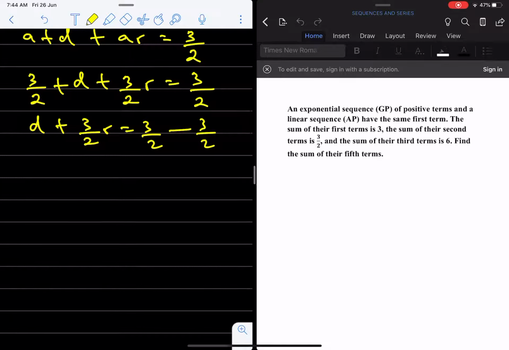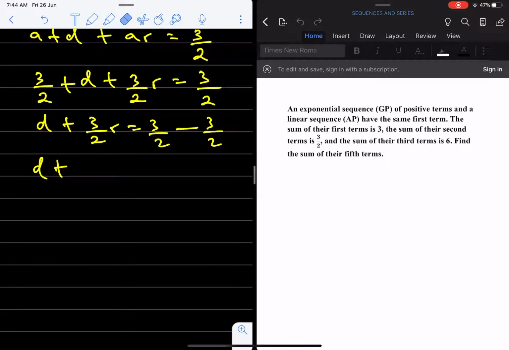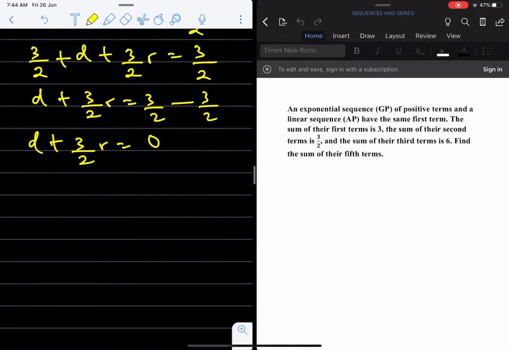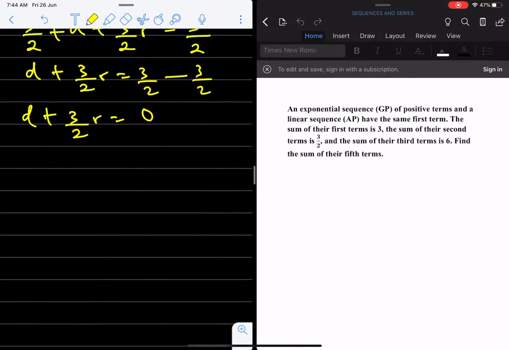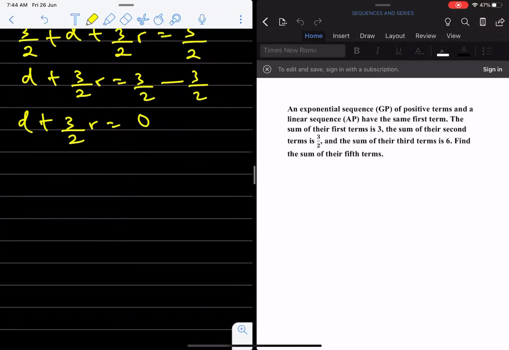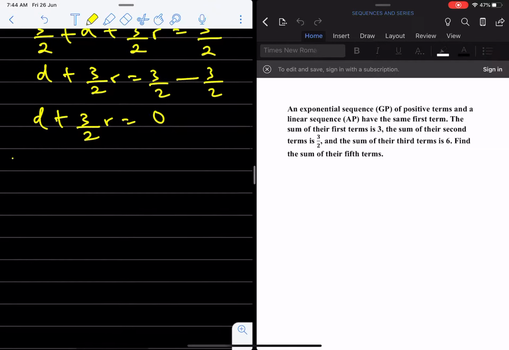And that simply means D plus 3 over 2R equals 3 over 2 minus 3 over 2, which is 0. Okay, I can multiply through by 2 to clear the fraction. That means 2D plus 3R equals 0. Let's call that equation 1.